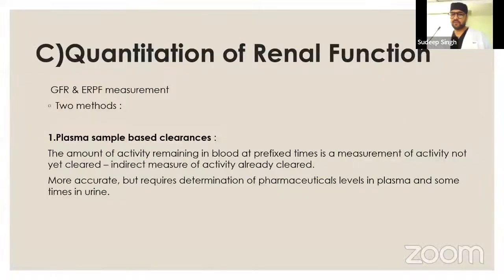Then quantification of renal function, GFR and ERPF measurements. There are two methods: plasma sample-based clearance method. The amount of activity remaining in the blood at the prefixed time is the measurement of activity not yet cleared. So indirectly, it is a measure of the activity already cleared. It is more accurate, but it requires determination of levels in plasma and sometimes in the urine.